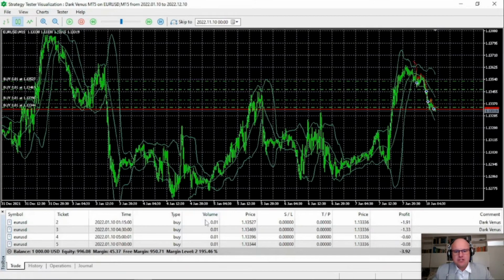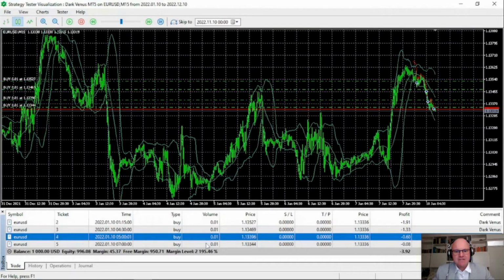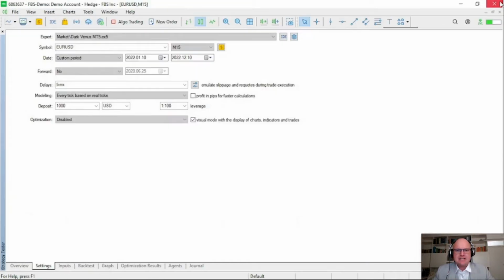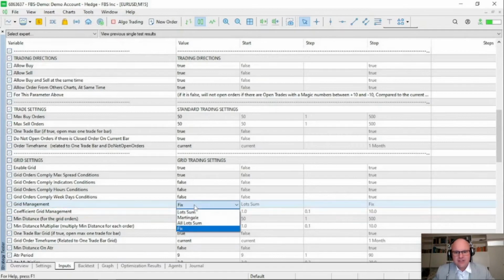So at our fixed lot grid, you will see each of the grid trades is exactly the same lot size. The reason for this is your grid management determines the type of lots used in the grid. So if you set it to fixed, it will use 1.